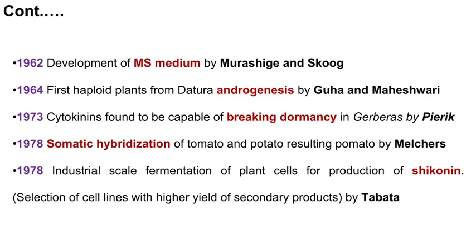In 1978, industrial scale fermentation of plant cells for production of shikonin. Shikonin is one of the secondary metabolites. It is used in pharmaceutical product production. It was first introduced by Tabata.